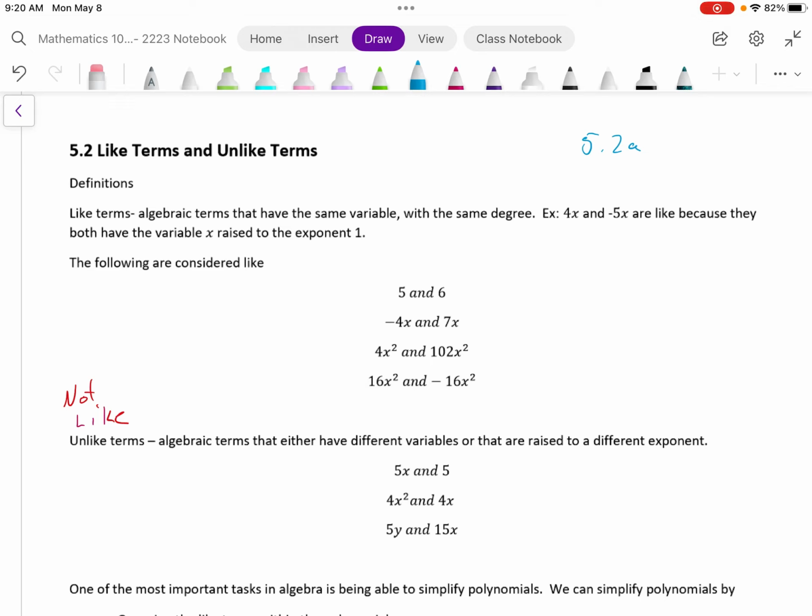Like terms, algebraic terms, have to have the same variable with the same degree. Nothing to do with the coefficients or the numbers, we're just talking about the variables. So 4x and negative 5x are like because they are the variable x raised to the exponent 1. So we consider them like. The following are considered like.